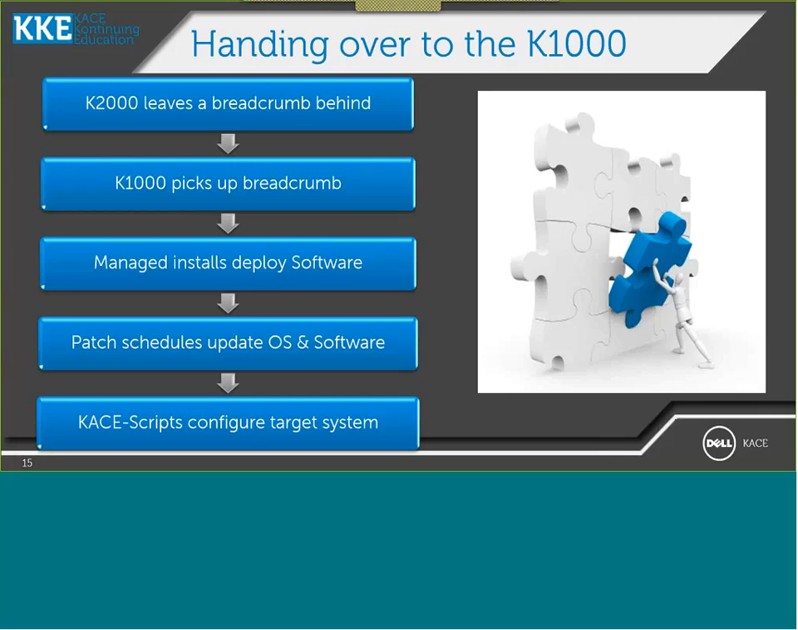Then we start manage installs to deploy software. For example, you use a breadcrumb that indicates the department. So the finance department gets some special software that others don't get. Or engineering might get special software, or maybe they get special permissions on their machine, like they become local administrators. So we can use a script, the K-script, to reconfigure the system. Or we can run regular patch schedules that update operating system and software and use the breadcrumb as a target. So only machines that show a particular breadcrumb are included in those special schedules.